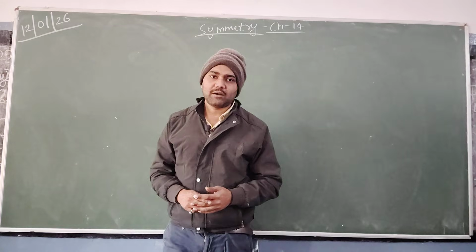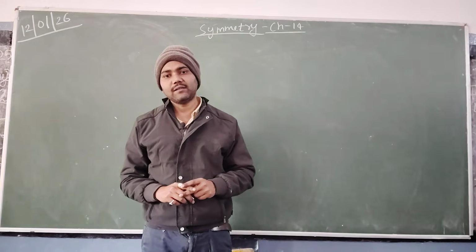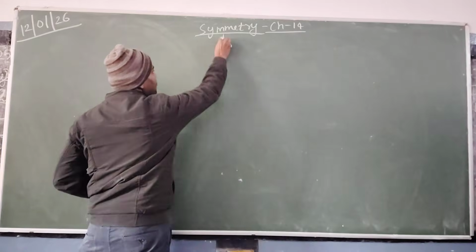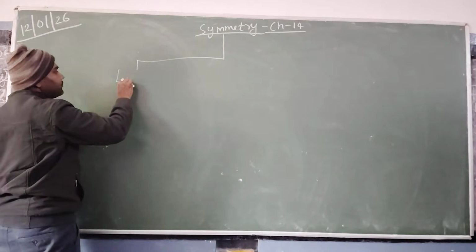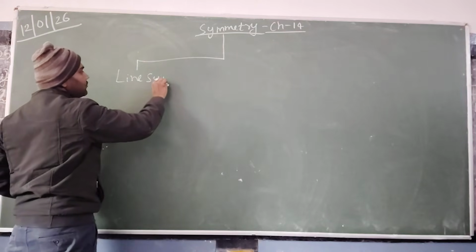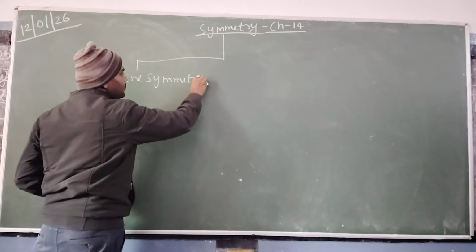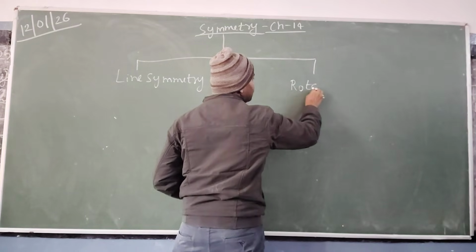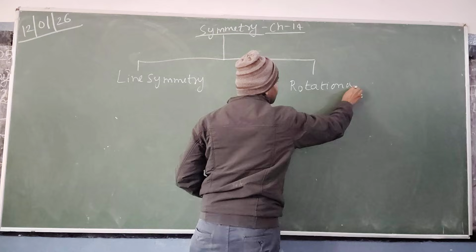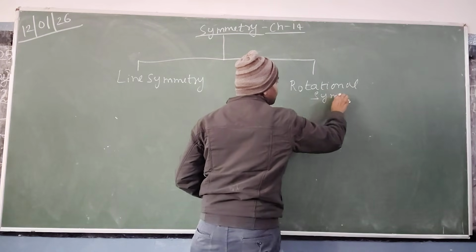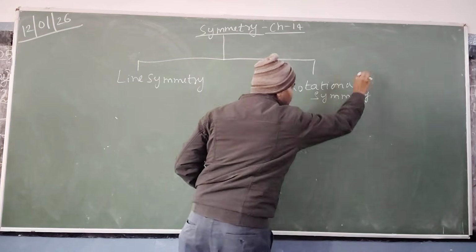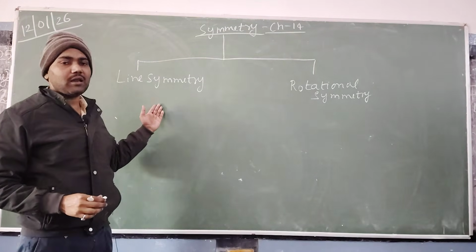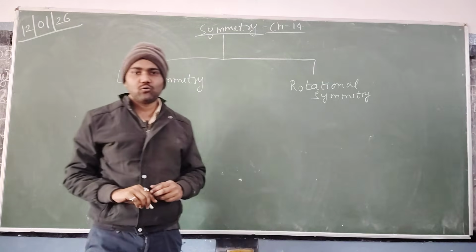So what is symmetry? There are two types of symmetries: line symmetry and rotational symmetry. Understood? Two types of symmetry. The first one is line symmetry, and the second one is rotational symmetry. Understood? Line symmetry and rotational symmetry. So first we will study line symmetry and then we will study rotational symmetry.